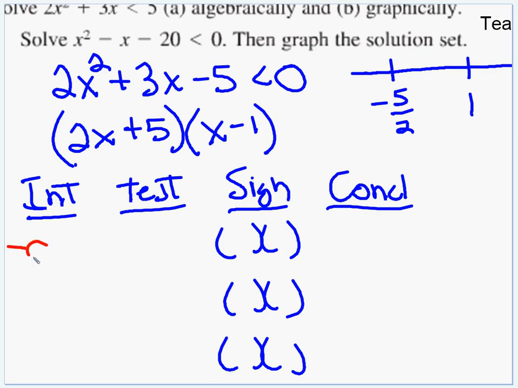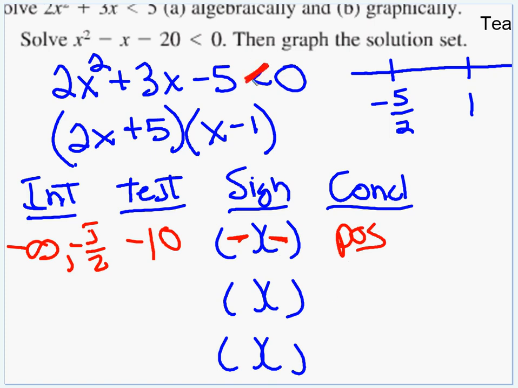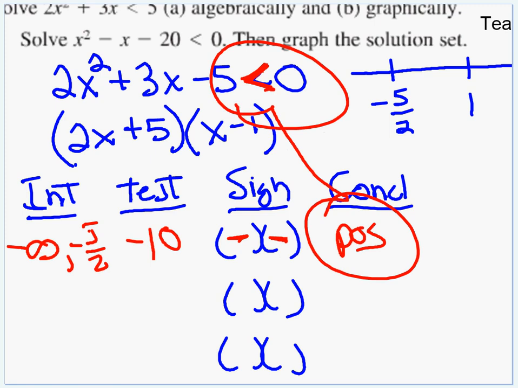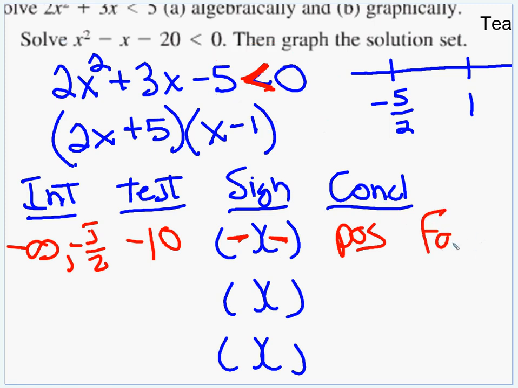First interval, negative infinity to negative 5 halves. Again, that's negative 2.5. So negative 10 is a great one to use. Negative 10 times 2 is negative 20, and you add 5 more, and it's still negative. And then here, negative 10 minus 1 is also negative. Two negatives multiply to a positive, and our inequality is less than 0. Are positive numbers less than 0? No, they are not. That is false. Don't color in that part of the number line.